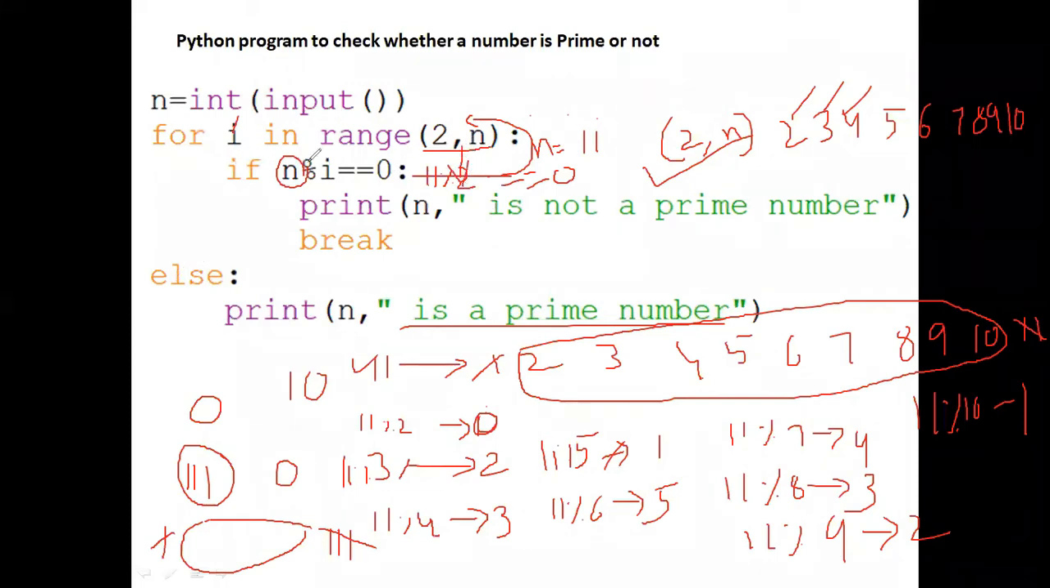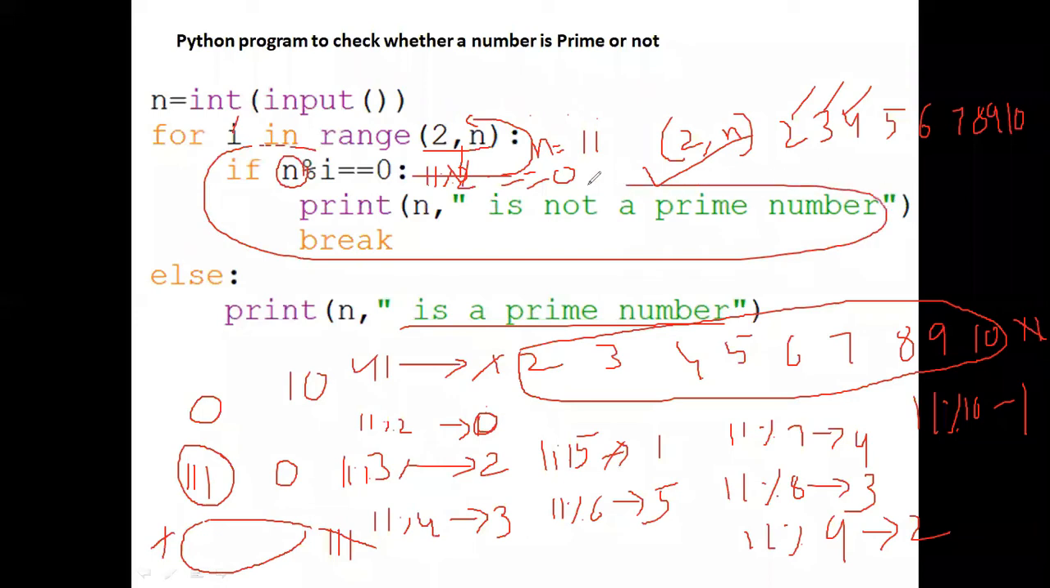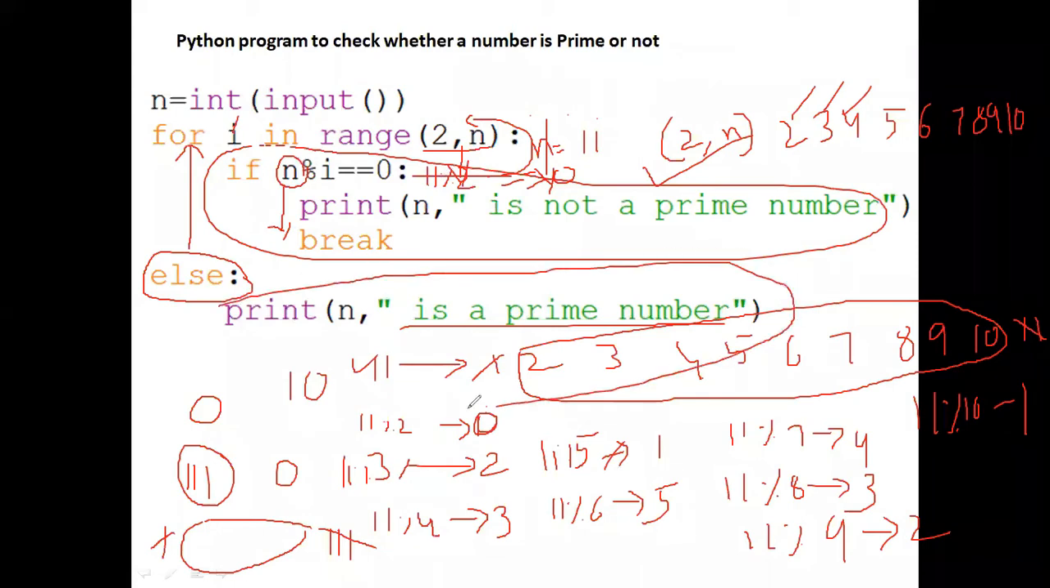So here, after completion of this loop, already in our previous class, we discussed one thing. In Python, we can write an else block for the for statement. What is the purpose here? If we never enter into this block, where n % i equals 0 at any time, and the number is 11, then this else block will be executed.